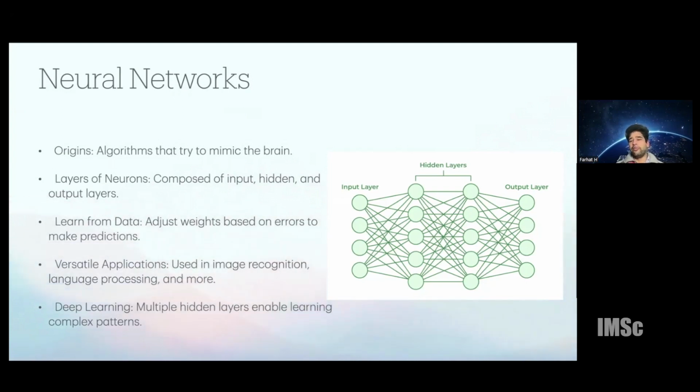The way in which neural networks are trained is that they essentially adjust weights based on errors to make predictions. And the applications of neural networks are fairly large. They can be used for image recognition, language processing, and a whole range of other tasks as well. And all the newer developments like transformers and so on are based on neural networks, which we'll talk about tomorrow. The major part to realize about neural networks is that the hidden layers enable them to learn complex patterns. So essentially, as you go deeper into a neural network, the different layers learn more abstract representations of the data that the input layer is seeing.